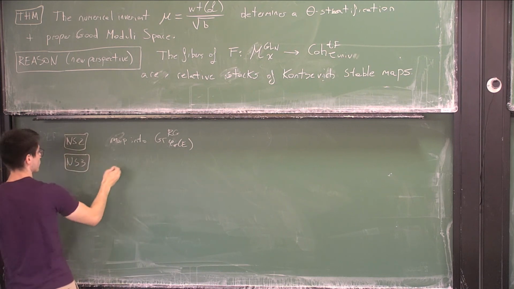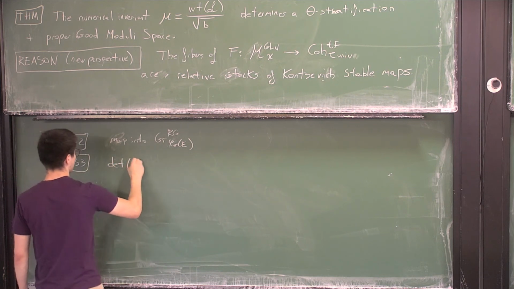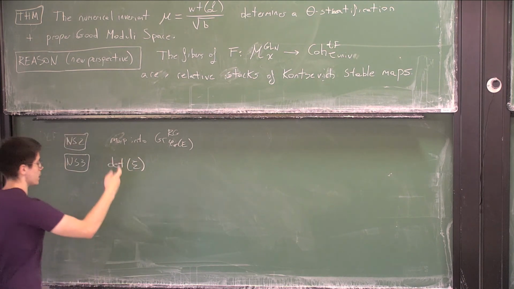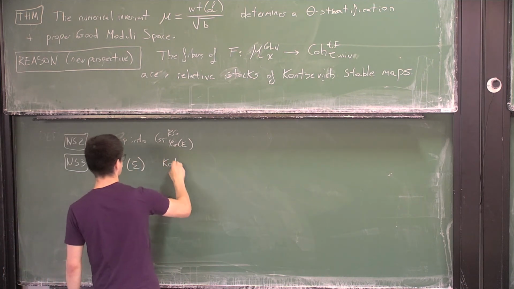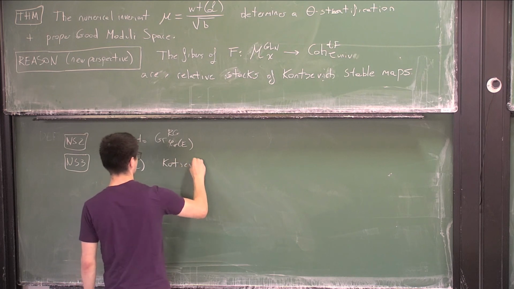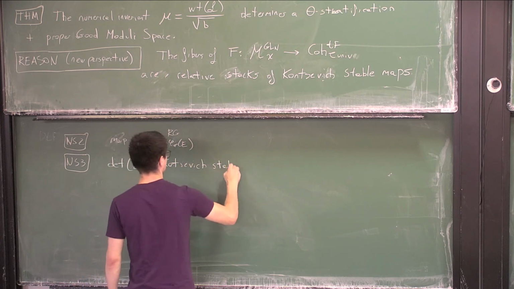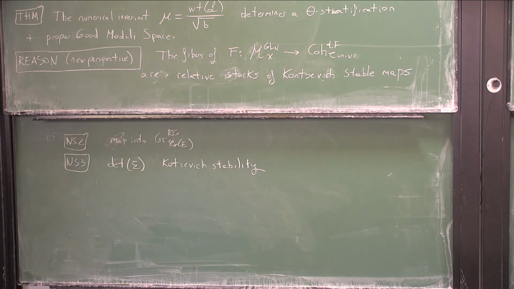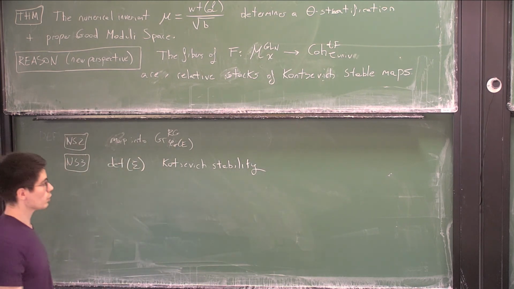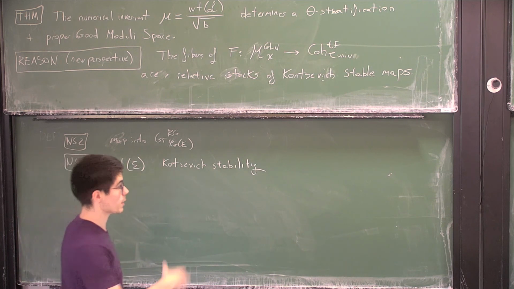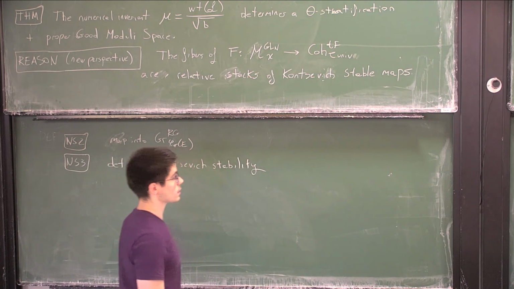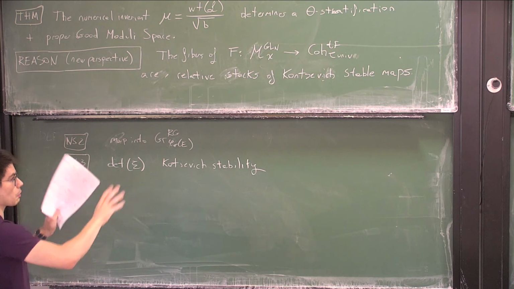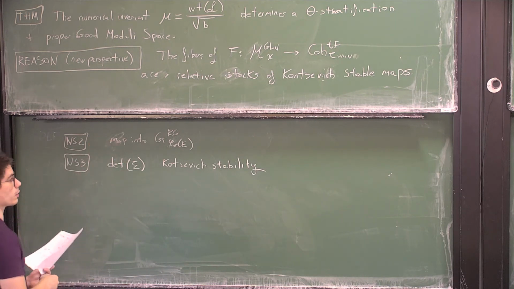NS3, this determinant condition, if you think about what is the ample line bundle on the Grassmannian, this is exactly telling you this Kontsevich stability. So I'm going to sweep a bunch of technical details under the rug. The moduli space is not literally Kontsevich stable maps, but it's going to be an open and closed substack inside of it. So it's going to be a nice component inside, one of the connected components.